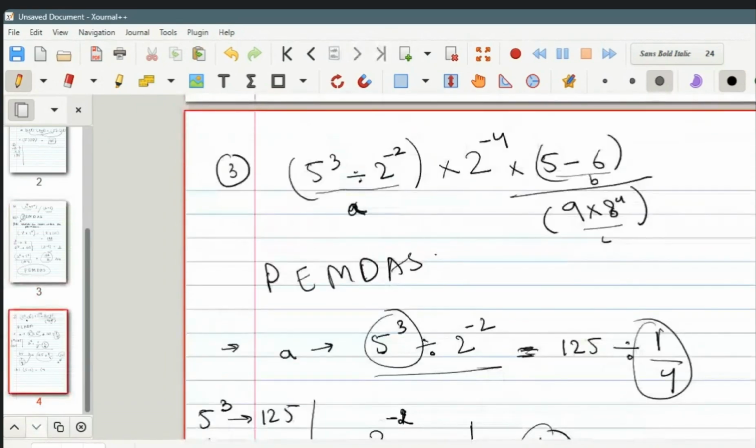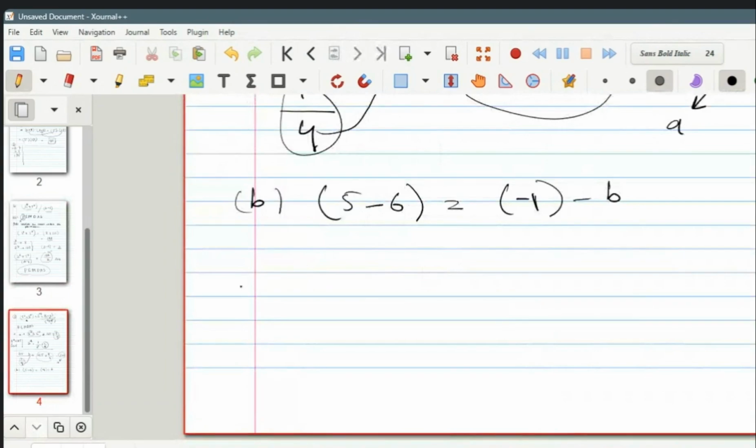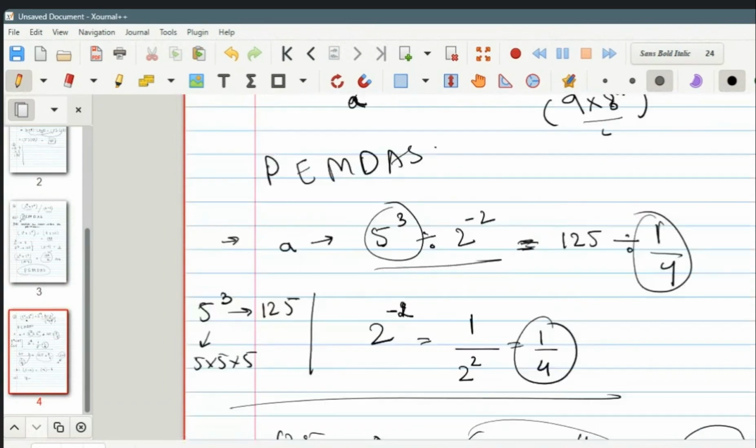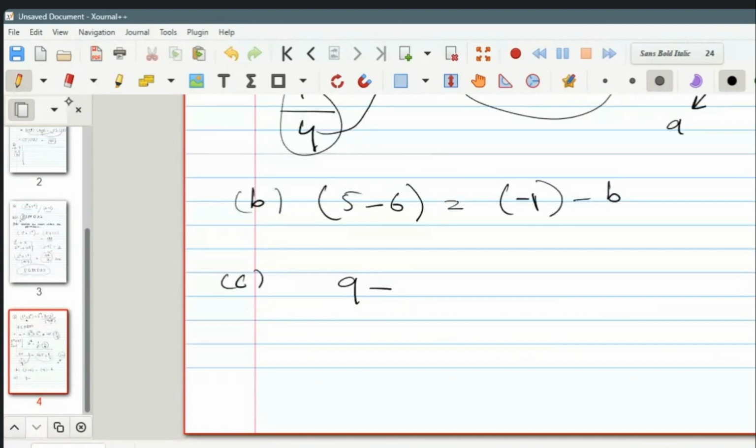Check parenthesis number C. Parenthesis number C is 9 minus 9 multiplied by 8 power 4. So this is in parentheses. And how can we do this? So first of all, think about 8 power 4. What is 8 power 4? It is 8 multiplied by 8 multiplied by 8 and multiplied by 8.